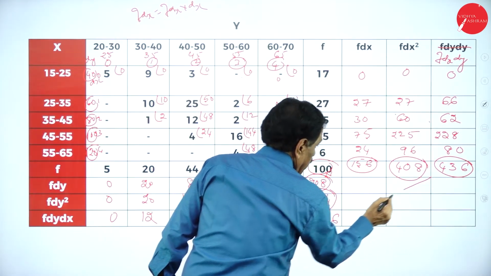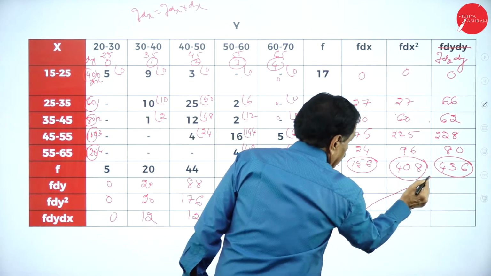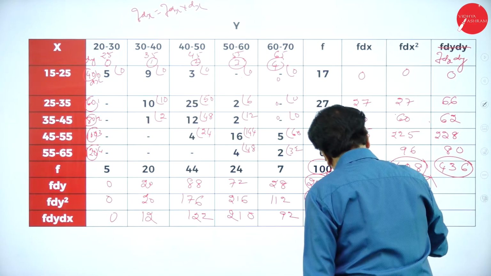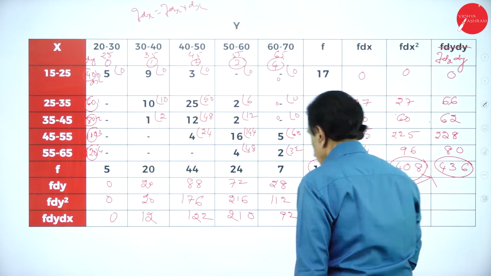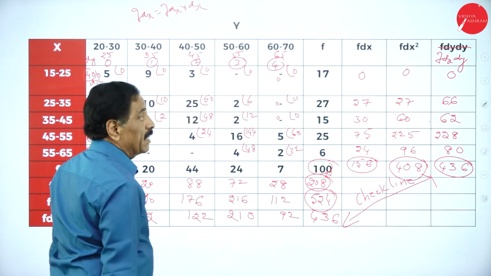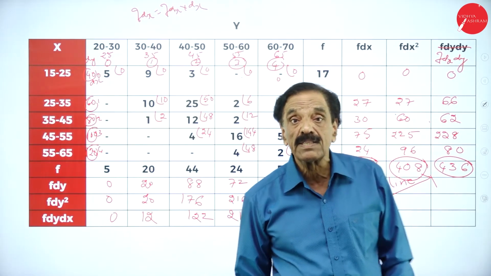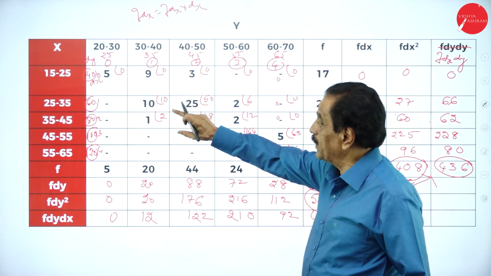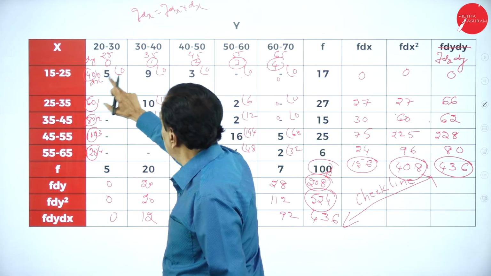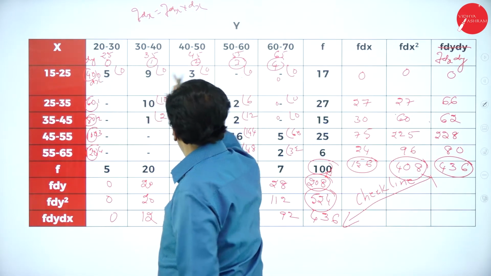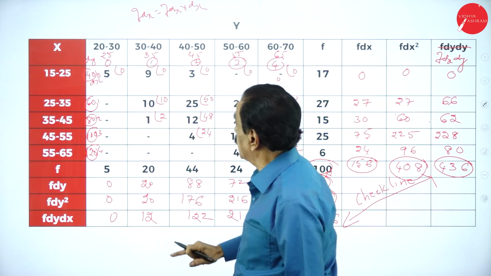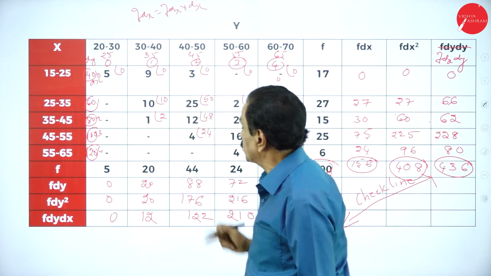Check. This is called check line. So f dx dy, f dy dx should be one and the same. Here, you must be very careful about this. 0 into 0 is 0. All 0 will come here. 1 ones are 1, 1 tens are 10, 1 twos are 2, 2 ones are 2.